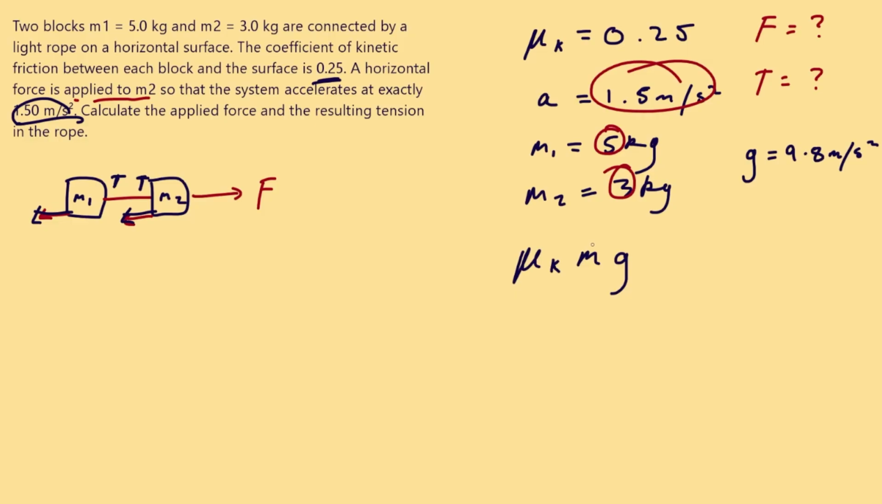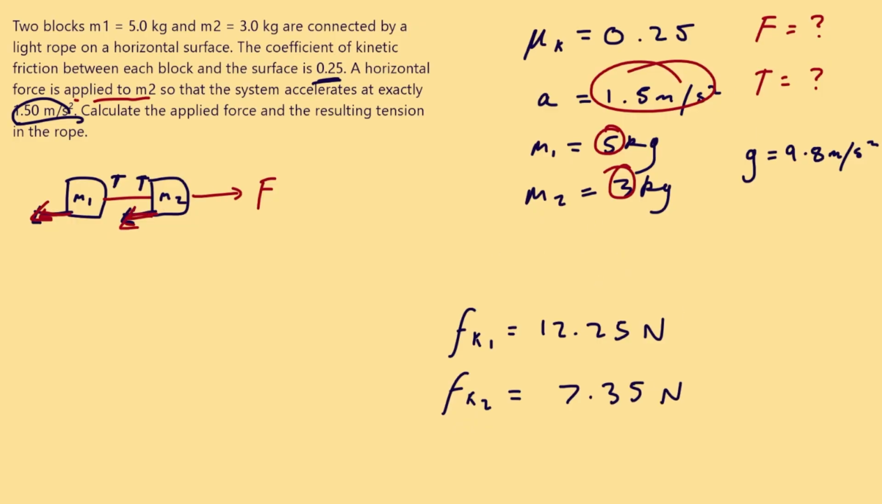I'm going to skip the solving because we've seen this before. The friction of the first object is 12.25 newtons. That is this force here. For the second object, it is 7.35 newtons. That is this force here.